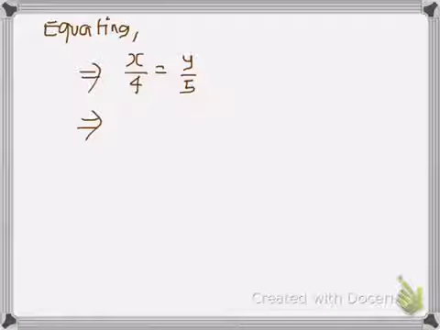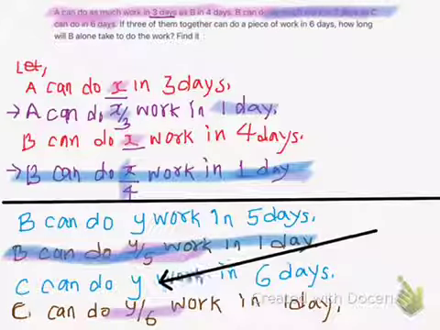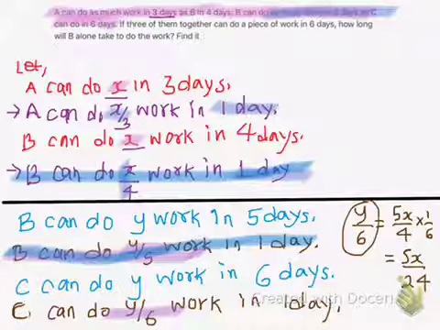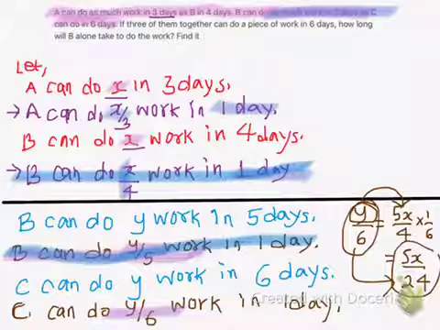So let us find Y in terms of X. On cross multiplying we get Y equals 5x by 4. Let us substitute 5x by 4 in place of this Y over here to get the work done by C in 1 day in terms of X. So in place of Y by 6 we can write 5x by 24. Here this Y is replaced by 5x by 4, and on simplifying we get 5x by 24.